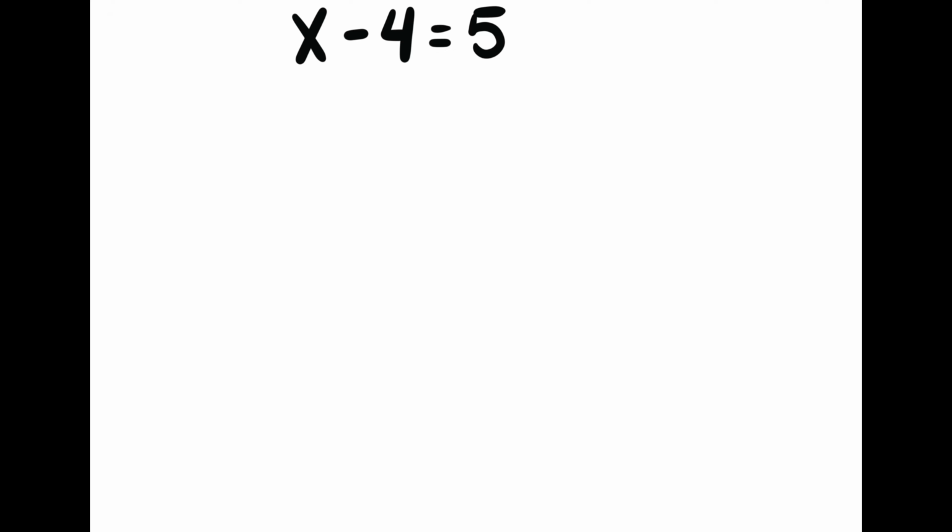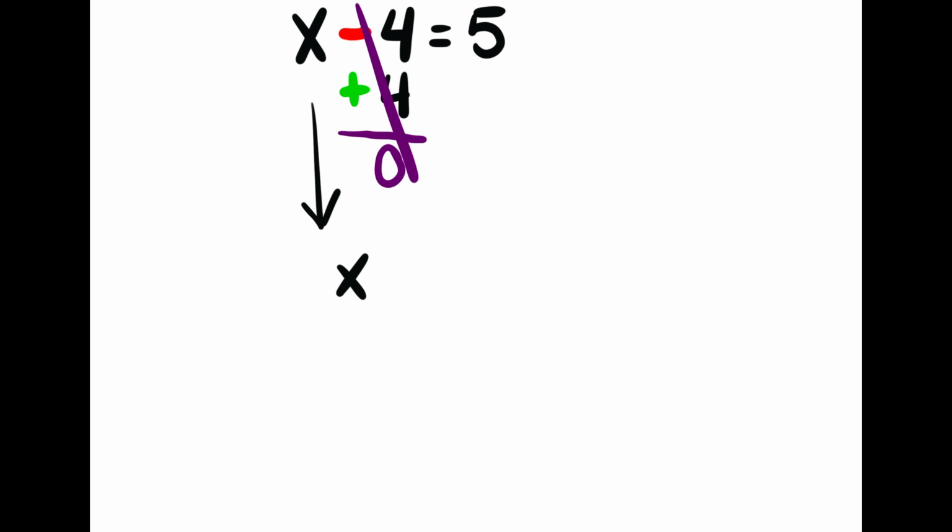Going back to our problem, we have x minus 4 equals 5. The opposite of minus is plus, so we will add 4. Negative 4 plus 4 is 0, so this mumbo-jumbo cancels out, and x is left by itself.